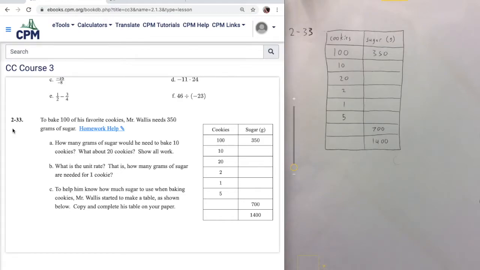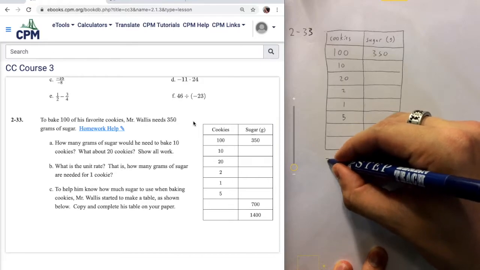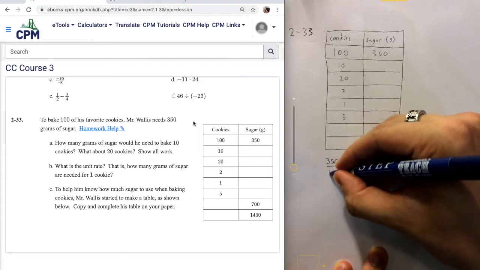Problem 2-33. To bake 100 of his favorite cookies, Mr. Wallace needs 350 grams of sugar. There's a table over to the right to help lay out the data, and question A asks how many grams of sugar he would need to bake 10 cookies. So this is going to be a proportional problem. So we know that 350 grams goes to 100 cookies.